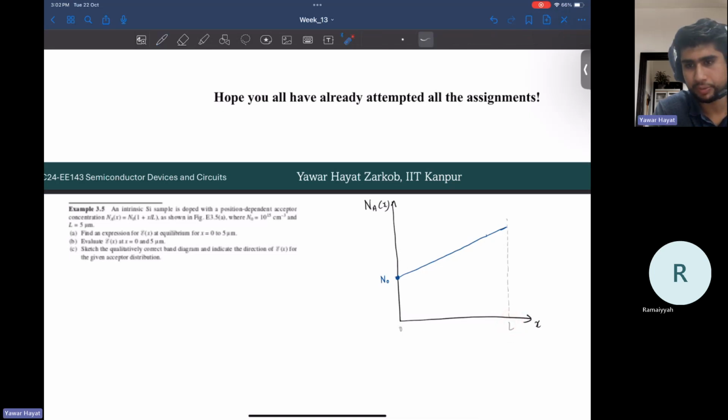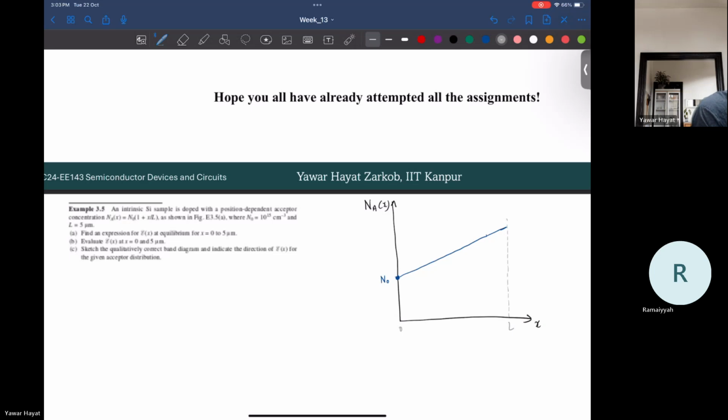What will be that value? Can you quickly tell from this equation what should be the value of N_A of x at x equal to L? It's straightforward, right? Please either unmute or just type in the chat. So this would be 2 times N0. Just consider this point using this. This is 2 times N0. Okay.